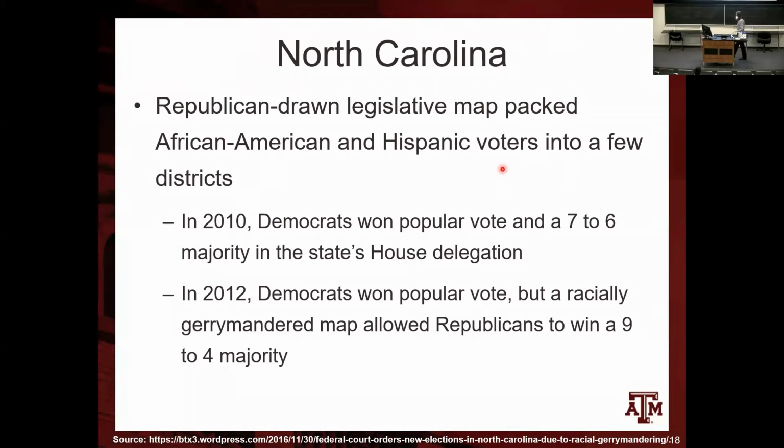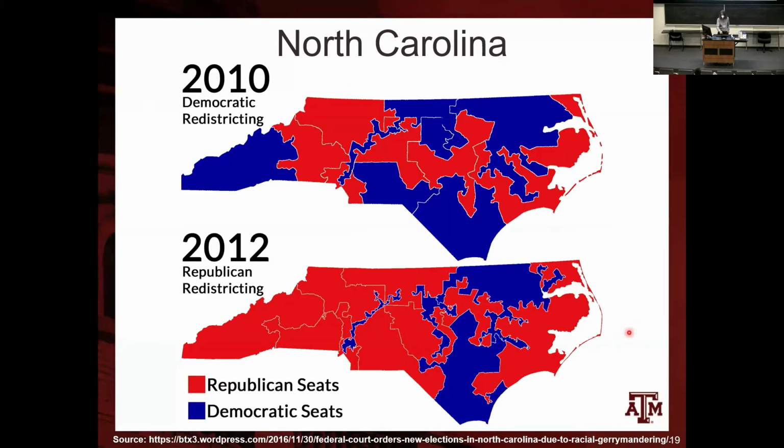So back in 2010, Democrats won the popular vote and won 7 seats in the state legislature while Republicans won 6. But in 2012, after the redraw of the congressional districts based on the 2010 census, Democrats again won the popular vote, but Republicans won 9 seats in the state legislature, while Democrats only won 4, right? Although overall, if you count the population of the whole state, Democrats won the popular vote.